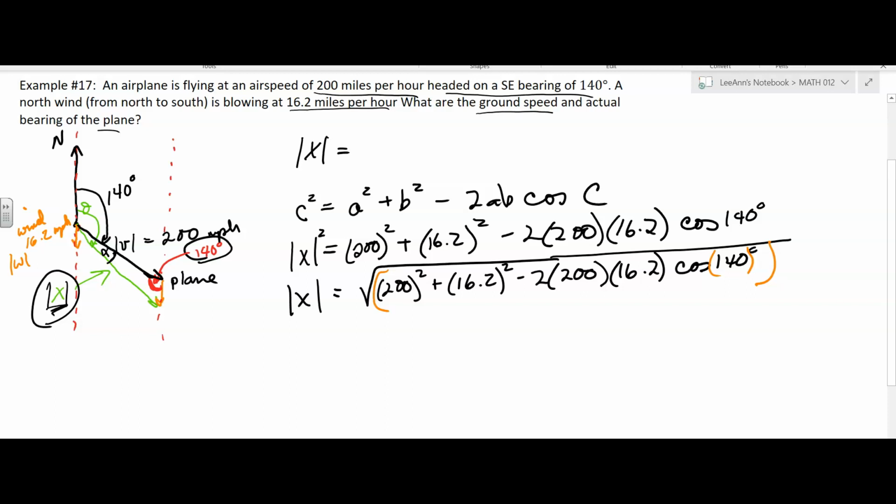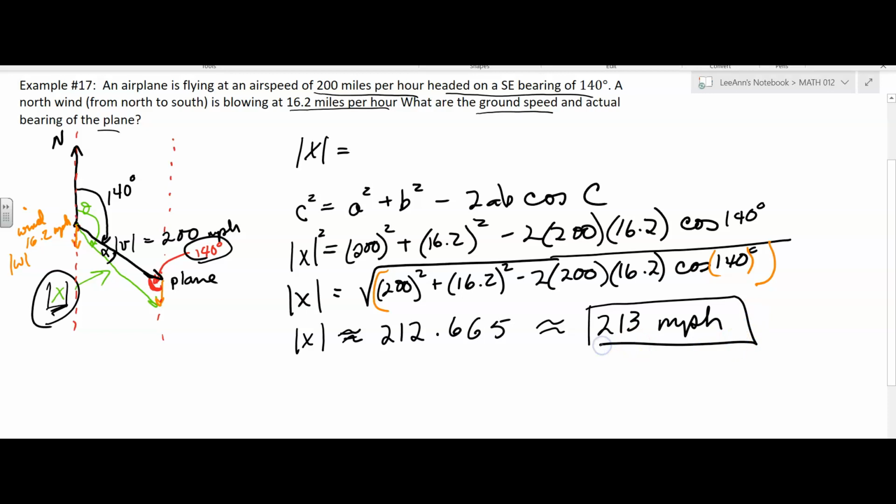So it took me a while to put that all in the calculator. Anyway, now we're getting the magnitude of x to be about 212.665, which is about 213 miles per hour. So apparently the wind is helping to speed the plane along. It's going a little bit faster than it was on its own. That is the ground speed, what they call the ground speed.